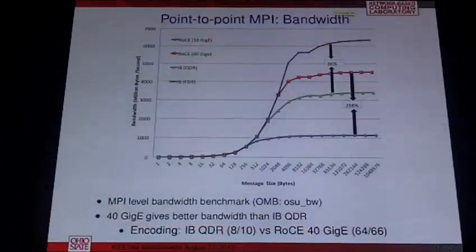Bandwidth-wise, we can see exactly the same performance that we saw at the network level. It means that we still have the RoCE 14GigE and FDR performing better than IBQDR and RoCE 10GigE.